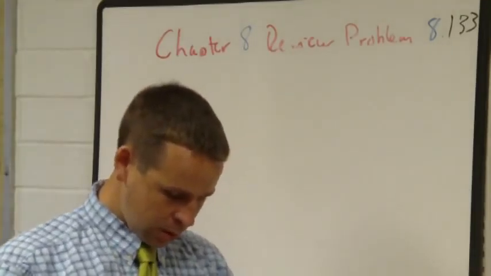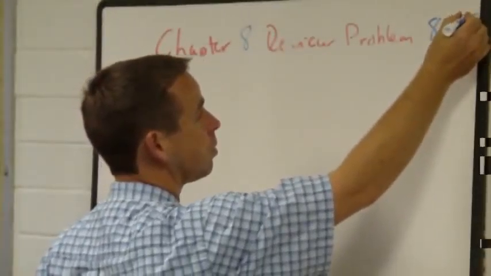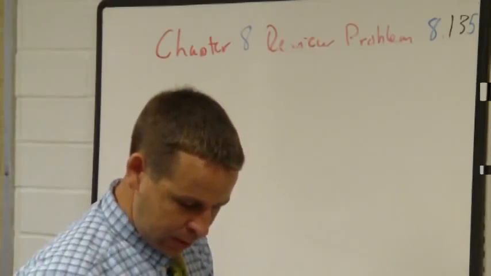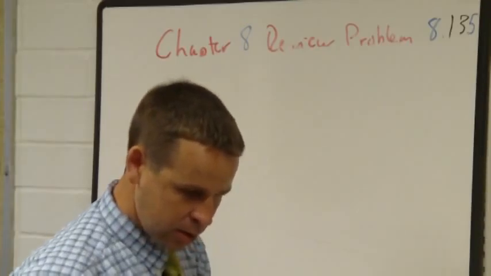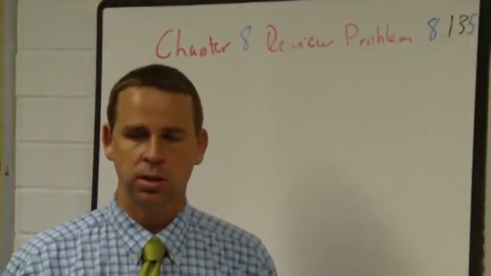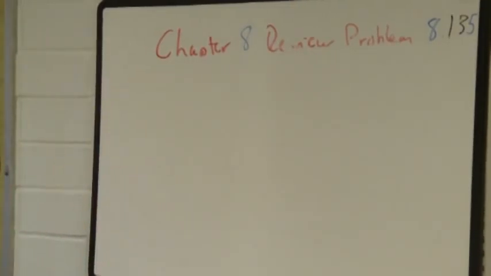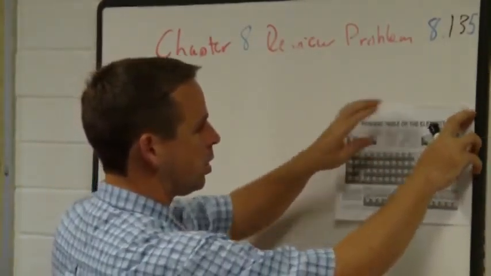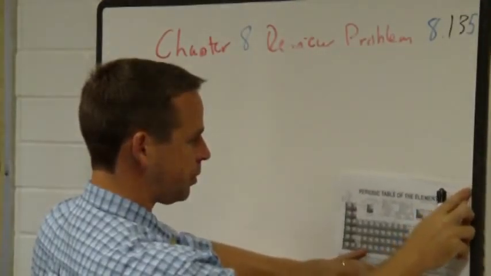Okay? 135. Use the periodic table to select the element in the following list for which there is the largest difference between the second and third ionization energy. All right? So to determine the largest difference between the second and the third ionization energy, we need to use our periodic table and look at the elements.